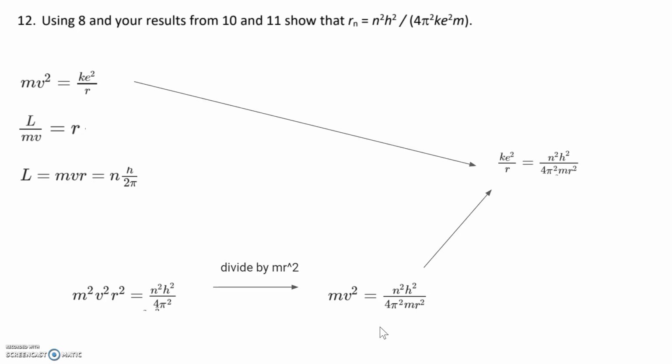Then from here, as you can see, we can substitute in k squared over r for mv squared to end up with this equation right here. And if we divide both sides by k squared, we end up with the given equation from the question. This is how Bohr did it.